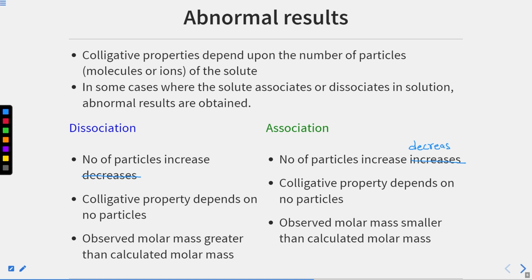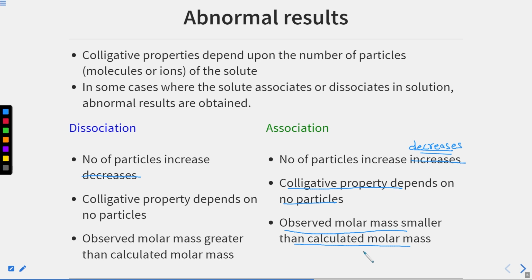Now, as we all know, colligative properties depend upon the number of particles. Therefore, the observed molar mass differs from the calculated molar mass. We'll see how it happens, but for now, assume that in case of association, the observed molar mass is smaller, and in case of dissociation, the observed molar mass is greater.